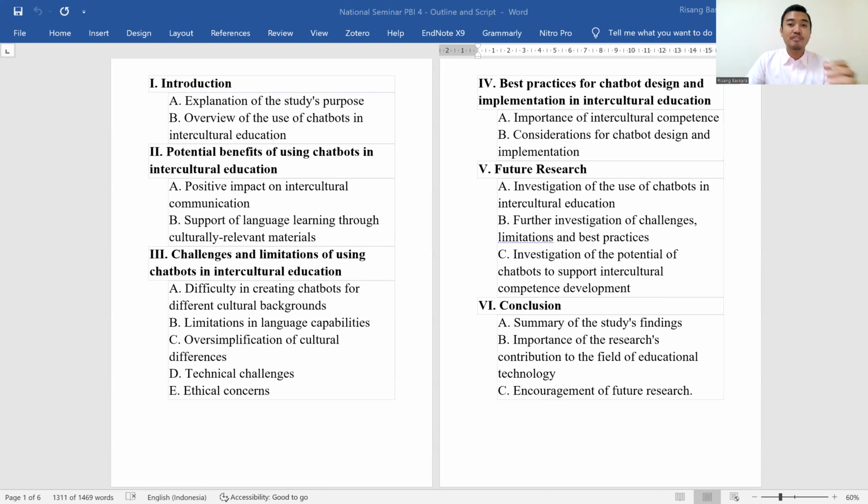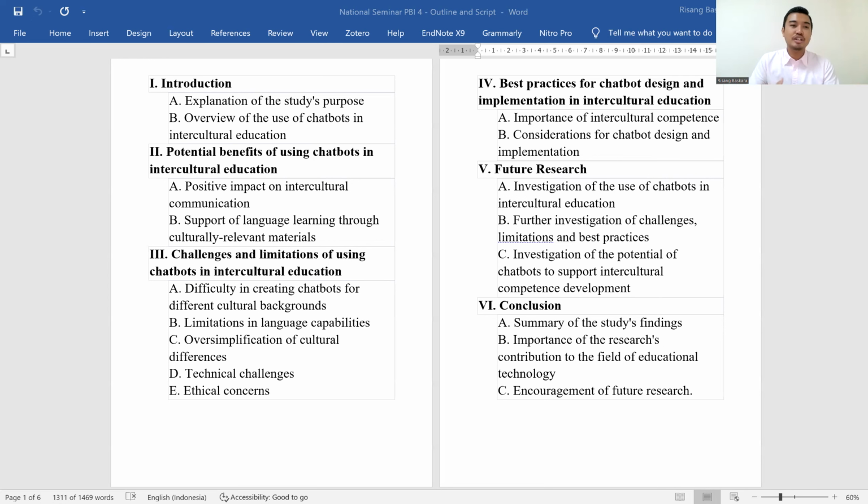And with the advancement of technology, chatbots have emerged as a potential tool to support intercultural education. Chatbots can provide students with access to authentic, culturally relevant materials and support language learning through interactive and engaging activities. They also have the potential to provide personalized and on-demand support to students, which can enhance their intercultural communication skills. However, using chatbots in intercultural education comes with its own set of challenges and limitations.